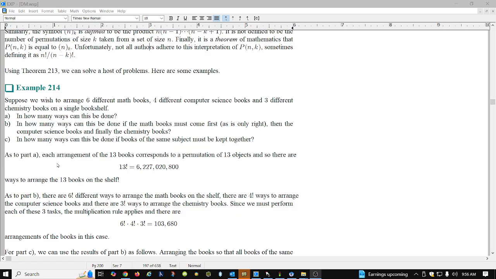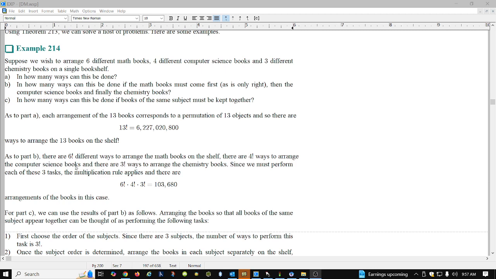Okay, so as to the first part, how many ways can you arrange all these books on a bookshelf essentially without regard to the subject? Well, you got 13 books, so each ordered arrangement is a permutation, and there are 13 factorial of those. So you have 6,227,020,800 ways to arrange 13 books on a bookshelf. Okay.